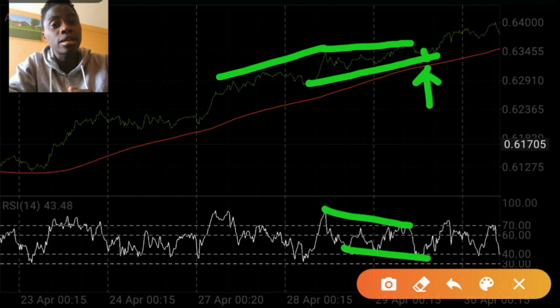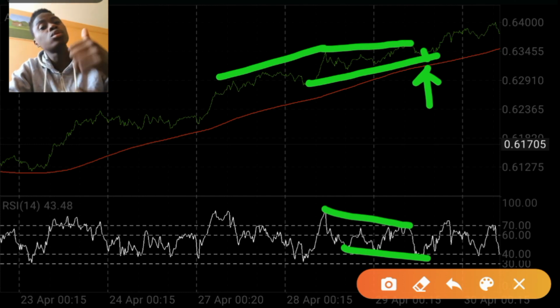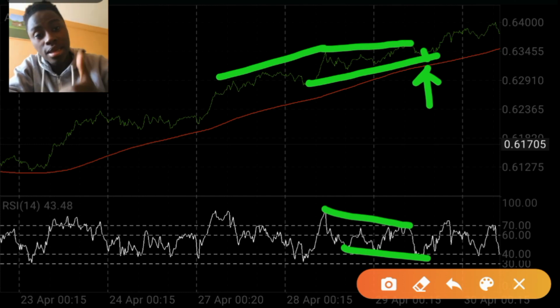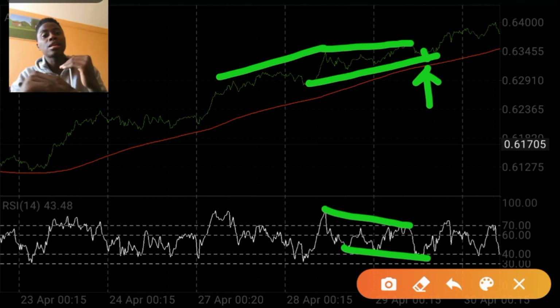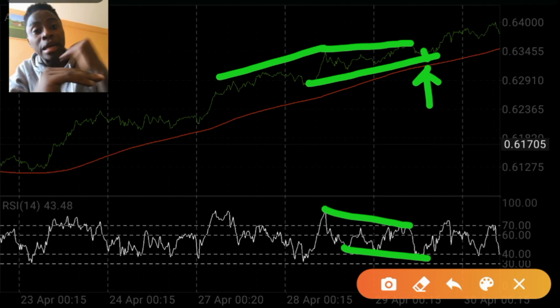The reversal divergence, the second checklist. So we have a hidden divergence, yes, but we also have a reversal divergence, yes. So what does that mean? A conflict is in between the buyers and the sellers. So you don't need to go so aggressive.